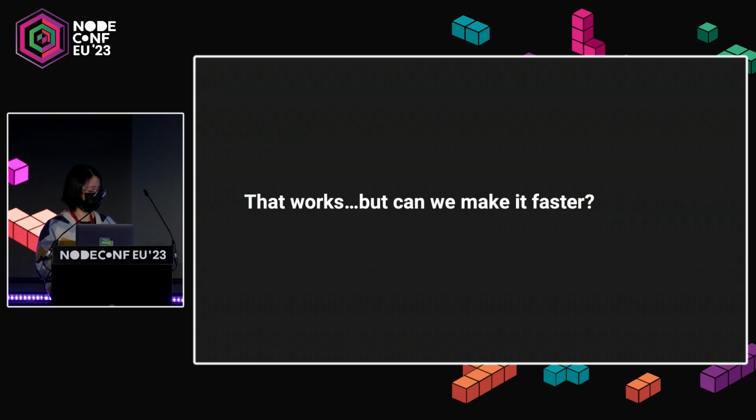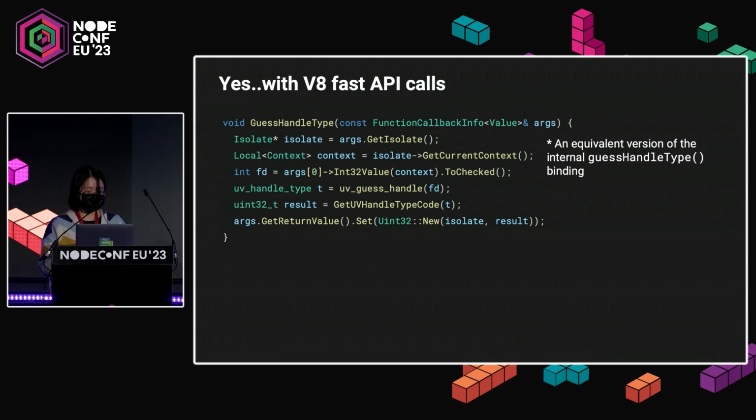But is there a better way to do this? Is there a way to make them faster? Well, the answer is yes. So there is a new V8 feature called fast API calls that can help us speed up the invocation from JavaScript to C++. So take this method, for example, which Node internally uses to guess the type of a file descriptor, and then return a constant that the JavaScript land understands as the type of the file descriptor.